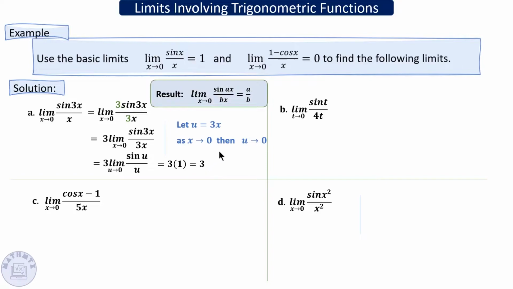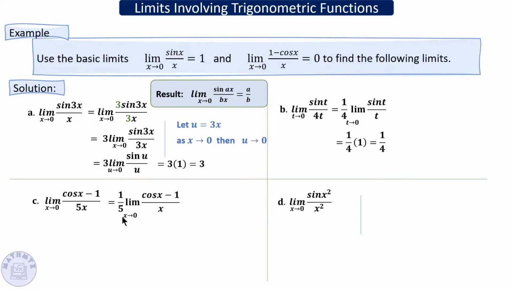Now, in general, here's a result. Whenever you have the limit as x approaches 0 of sine of ax over bx, this will be the same as a over b. So you take the coefficient of the angle over the coefficient in the denominator. Using this result with the second question, we will get 1 over 4.